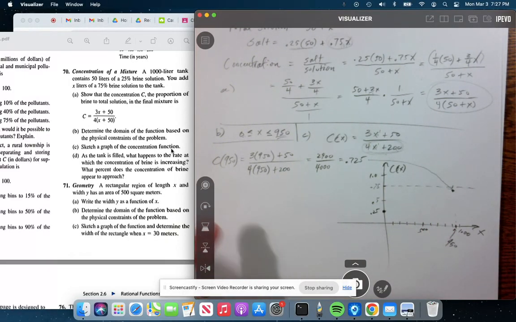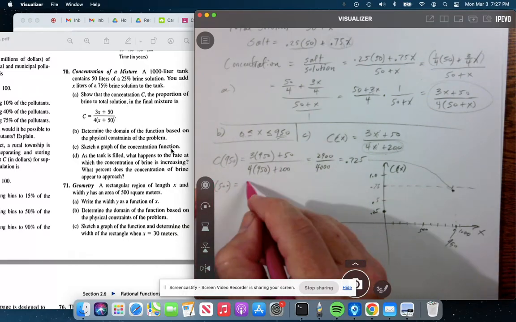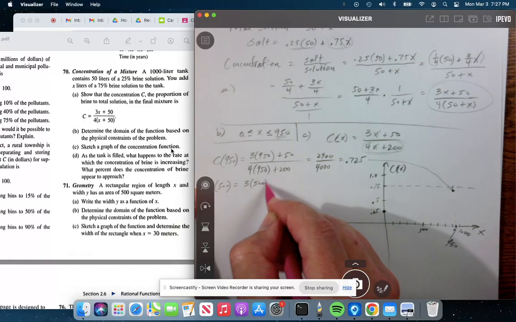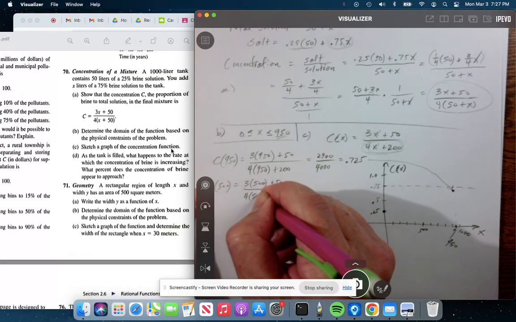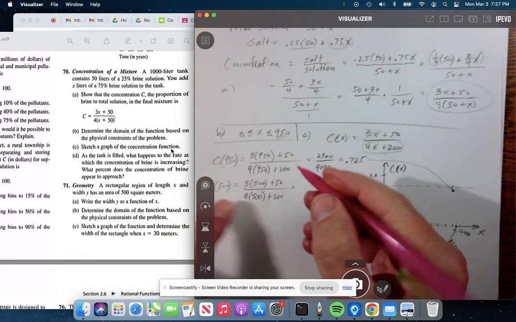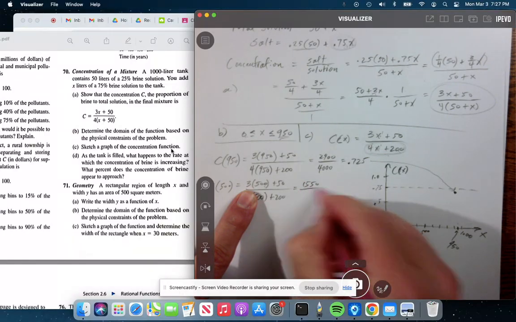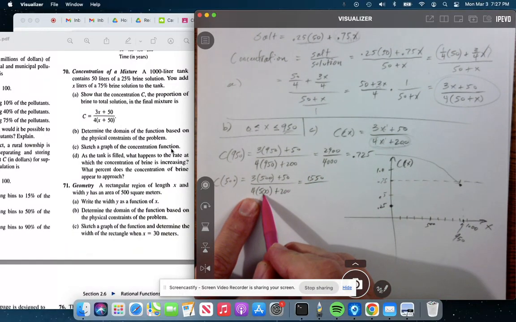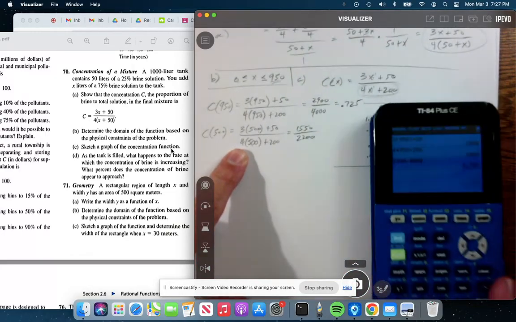All right, so what about, let's do another point. What about 500? So if I stick 500 in there, that's 3 times 500 plus 50 over 4 times 500 plus 200. So what's that? 1,500, so that's 1,550. And that's 2,000, so that's 2,200. So let's see.